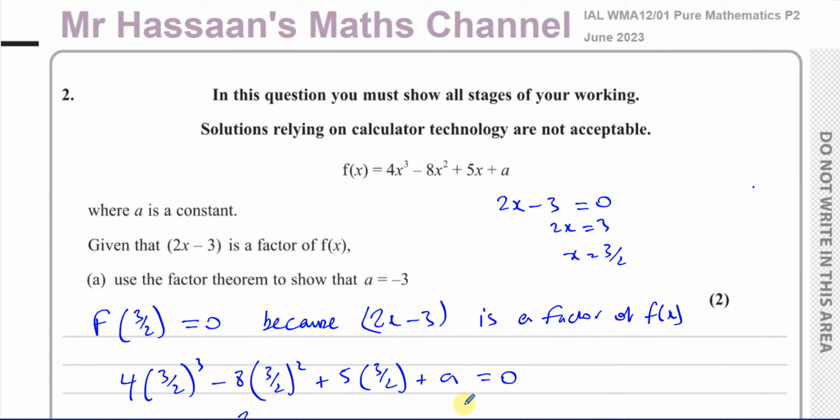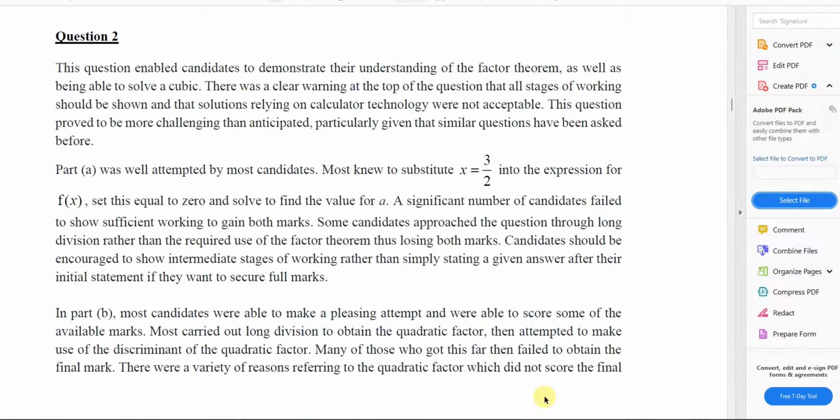A quick look at the examiner's report for this question. Okay, just to reiterate a few points to you. So it says here, this question enabled candidates to demonstrate the understanding of the factor theorem as well as being able to solve a cubic. There was a clear warning on the top of the question that all stages of working should be shown and that solutions relying on calculator technology were not acceptable. This question proved to be more challenging than anticipated, particularly given that similar questions have been asked before.